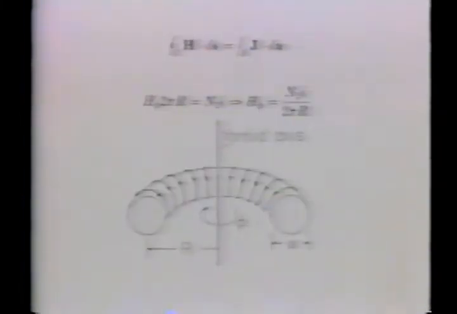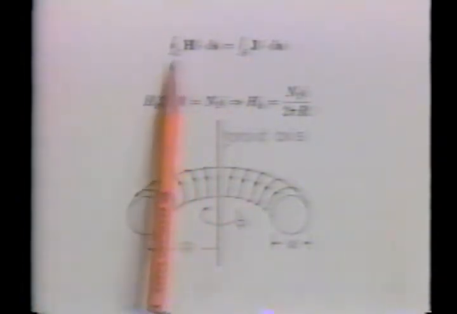To evaluate the right-hand side of Ampere's law, we see that the surface S, spanned by this contour C, is pierced by the current I as many times as there are turns N1. So the surface integral of J is N1I. Thus, Ampere's law reduces to the product of H phi and the contour circumference 2 pi r equaling N1I.